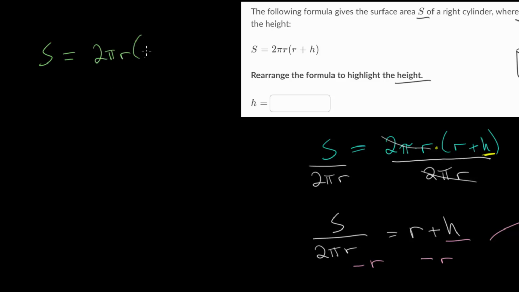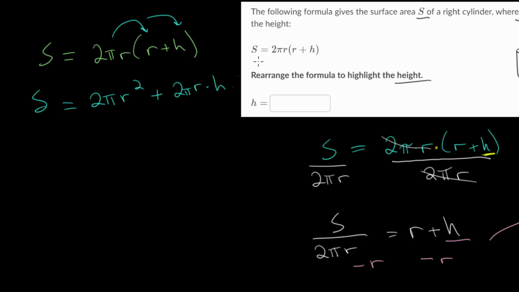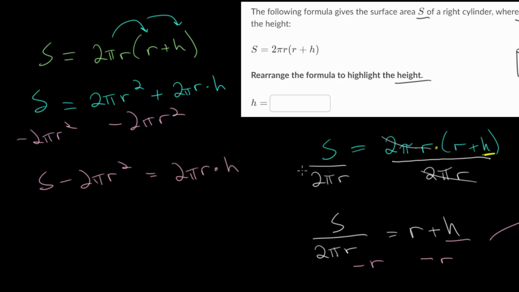And that approach would be using distribution. So we can distribute the 2 pi r to each of these. We would get that s is 2 pi r multiplied by r, which would make this r squared. And we would have 2 pi r multiplied by h. And now we can subtract off the term that doesn't have h in it. So let's subtract 2 pi r squared from each side. So we get s minus 2 pi r squared is 2 pi r multiplied by h.